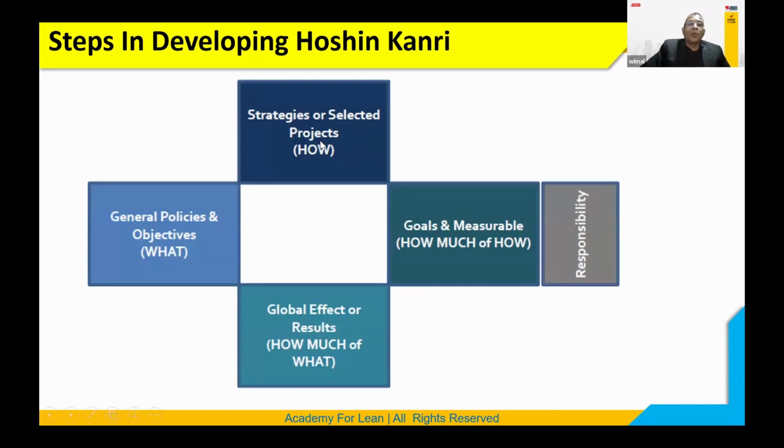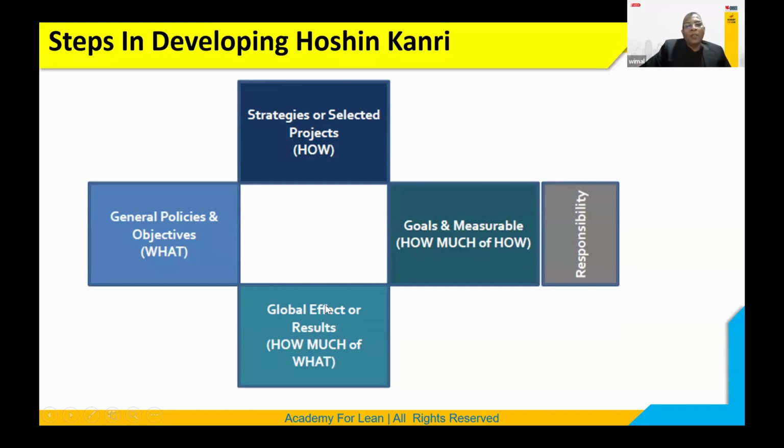Once you set your policies, then you have to set the high level goals. For example, if this is the division level, these are your targets. At group level, maybe you are targeting 3 billion. You want to be a 3 billion company by 2030. If that's the direction, you have to decide how much you want to achieve in the upcoming year, 2025. Out of that, say you want to achieve 2 billion.